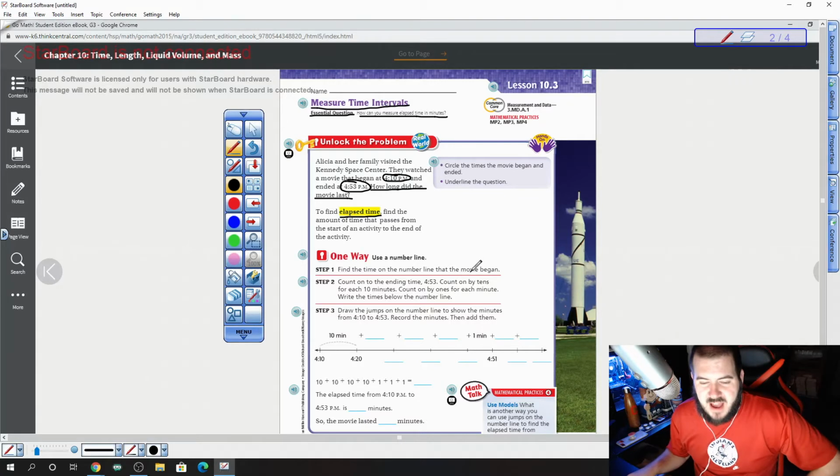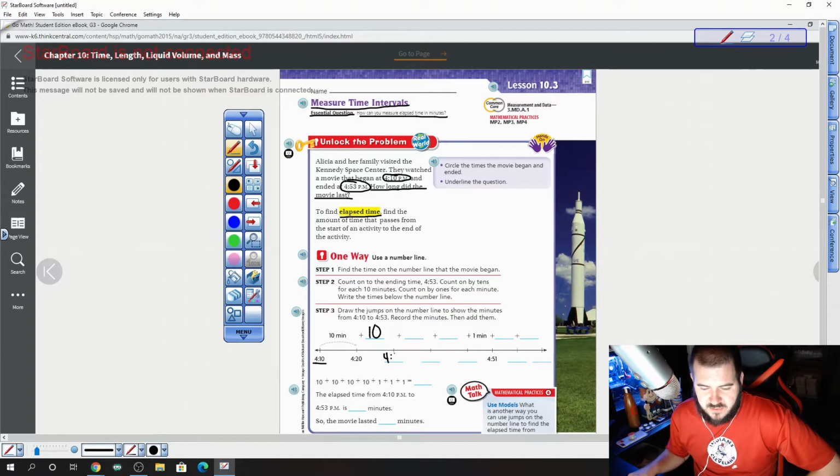We're going to find the time on the number line that the movie began. We're going to count on to the ending time, 4:53, and we can count on by tens for each 10 minutes and count on by ones for each minute. We're going to write the times below the number line. We want to start at 4:10 because that's when the movie started, and we want to end at 4:53. That's when the movie ended. So they started at 4:10 on the number line, and they added 10 minutes to get to 4:20.